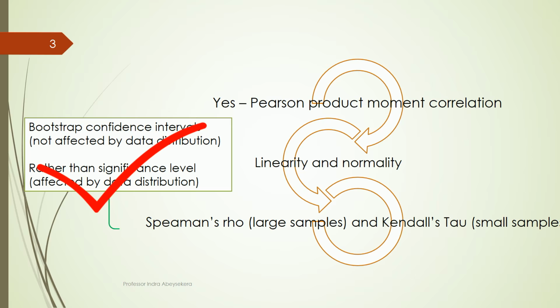And then when we express the correlation, we can use the confidence intervals, because the confidence intervals are not affected by the data distribution, rather than using the significance levels, because the significance levels are affected by data distribution, because the linearity, especially the normality, can be influenced by the outliers in the data distribution.